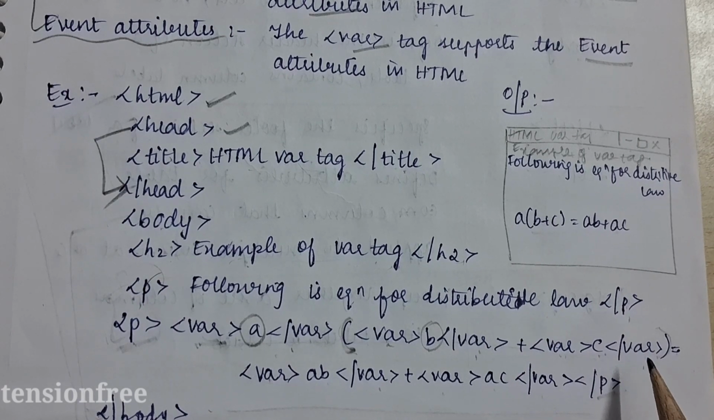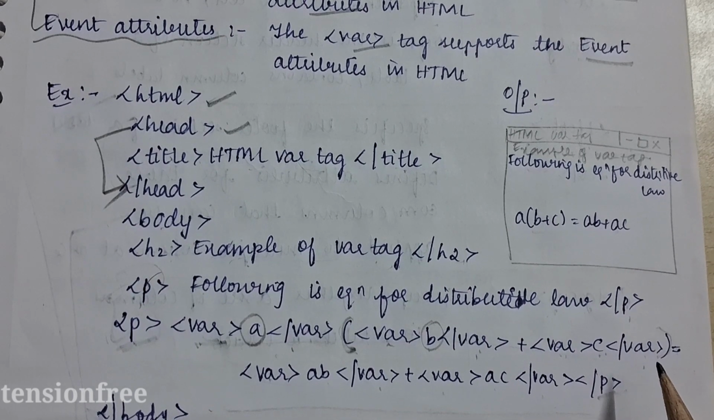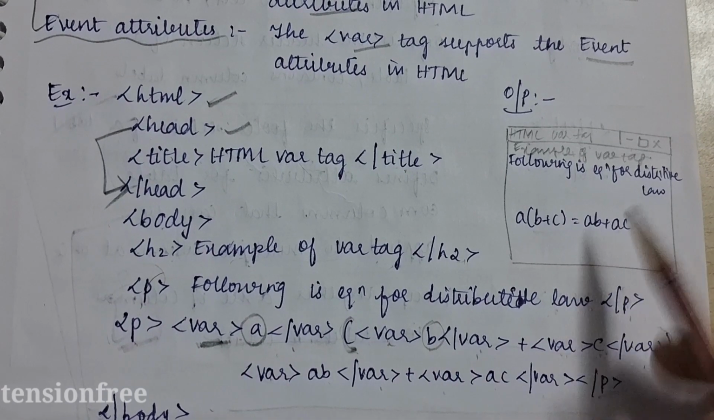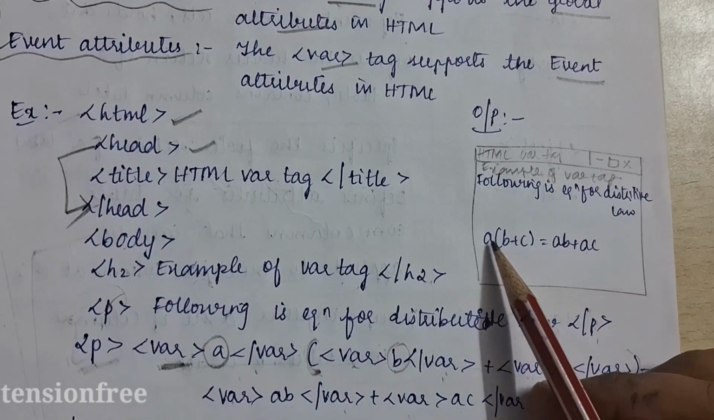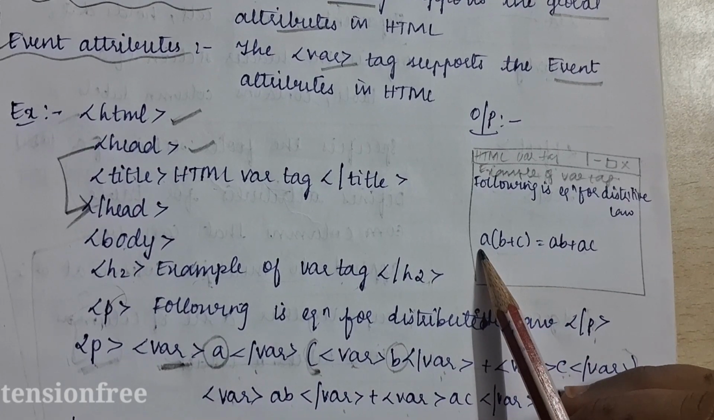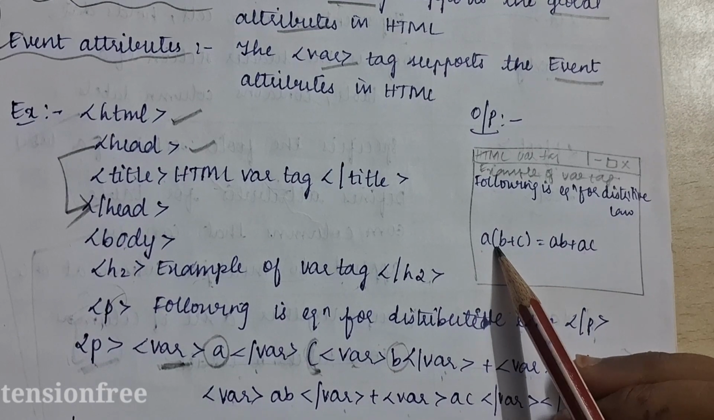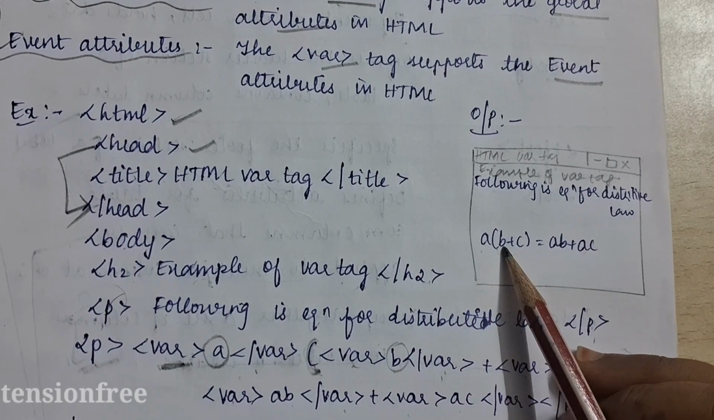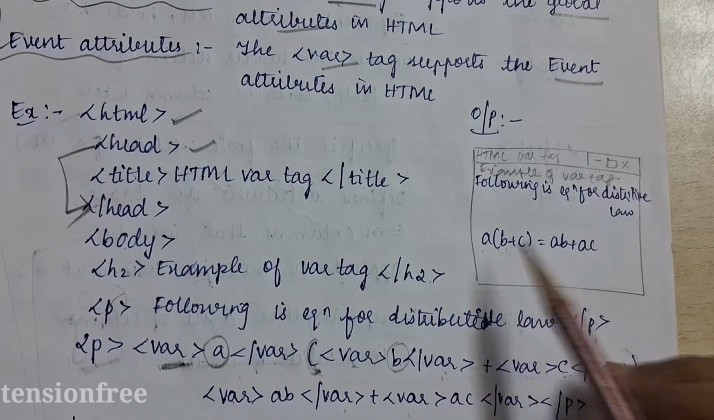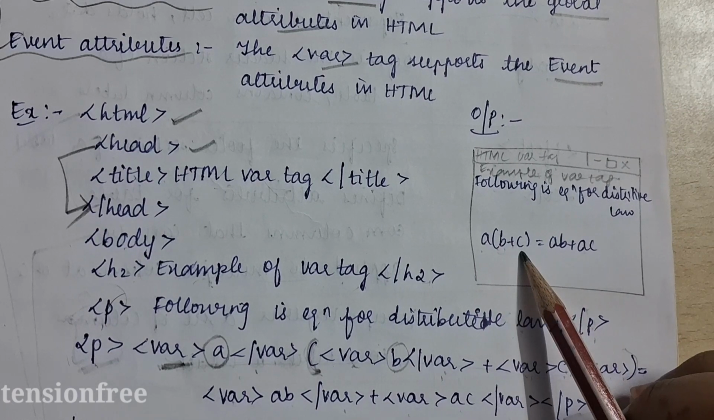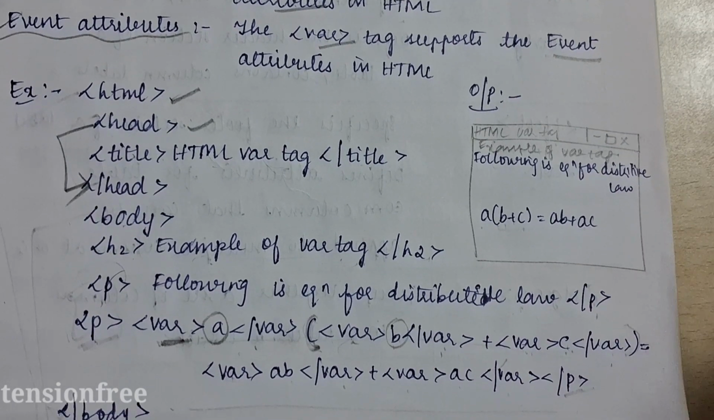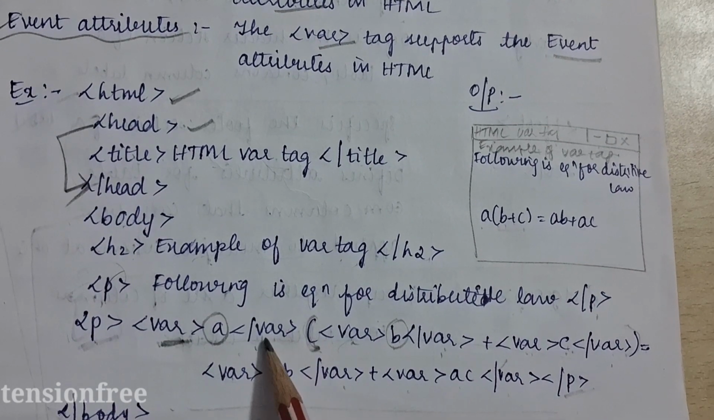This is how, when we are writing the variables in HTML, we use a tag called var, so that the information will be displayed like a. It is written here like a and it will be displayed here. We open the parenthesis, it is also written. b is a variable, b has been written, then operator plus, and c variable will be displayed. This is how, when we display some variables in HTML, we use a tag var.